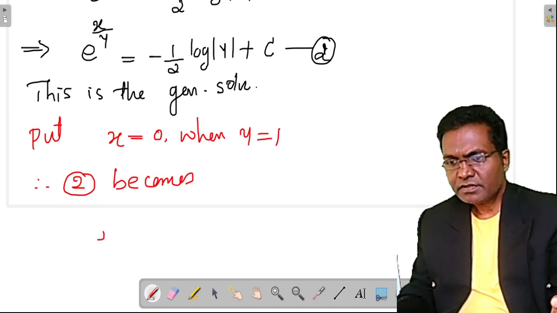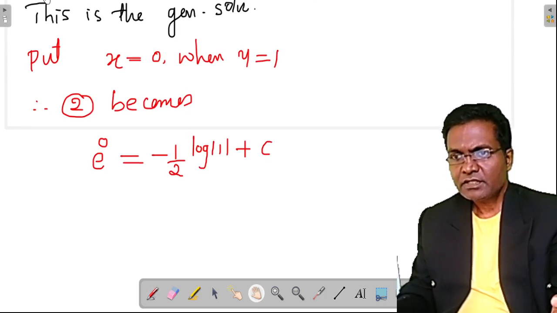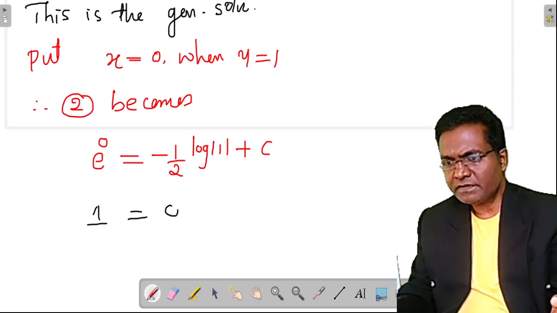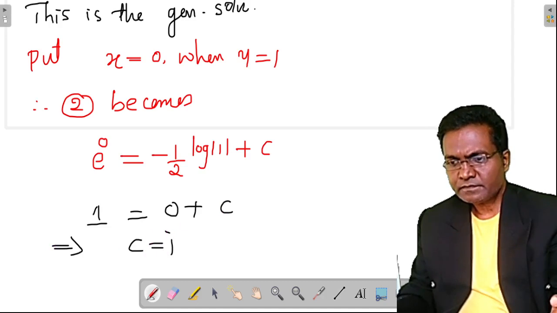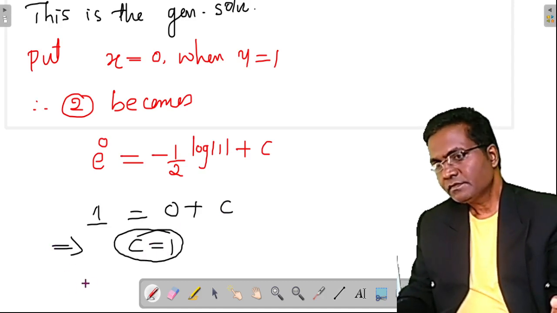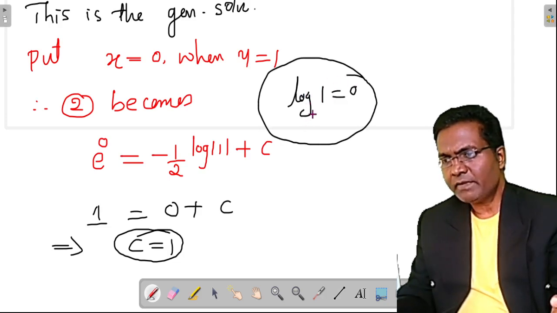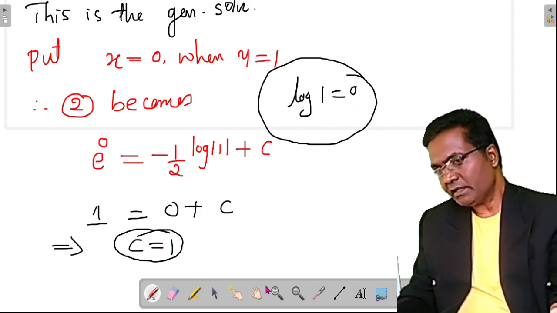Therefore, 2 becomes, in this you will get e power 0 is equals to minus 1 by 2 log of 1 plus c, and e power 0 is 1, log of 1 to any base is 0, so you got the value of c as 1. Okay, so remember this, log of 1 to any base is always 0. So that is why the value of c is 1.